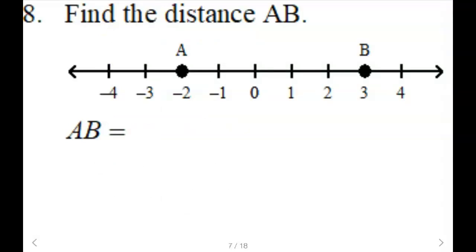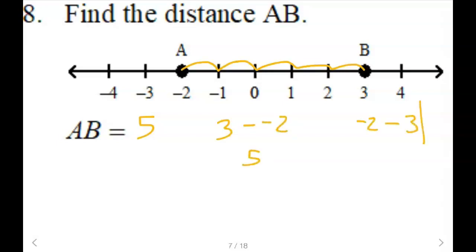To calculate the distance on a number line between 2 points, you can count the distance between the points. Travel 1, 2, 3, 4, 5. You could also do that by doing 3 minus a negative 2, we get 5, or negative 2 minus 3 and take the absolute value. So whichever way you work it, you should get 5 units for the distance from A to B.